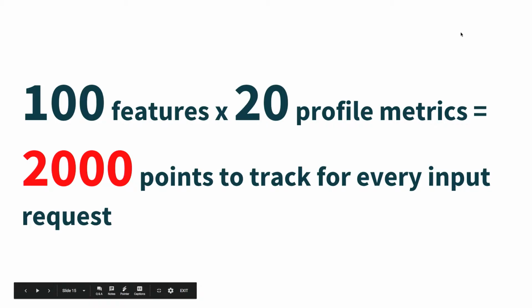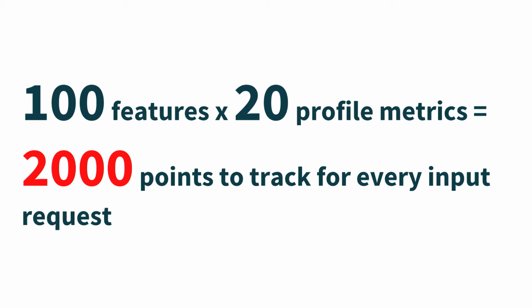But let's move further. This is a very basic first step that we can do. Imagine we have 100 features as an input, and every feature generates 20 profile metrics to be watched. It means 2,000 points to track on every input request. So it's kind of impossible to sit and watch those metrics and figure out, okay, the mean value of a particular feature number 97 has changed.